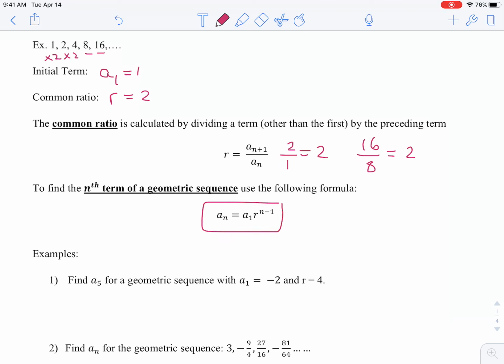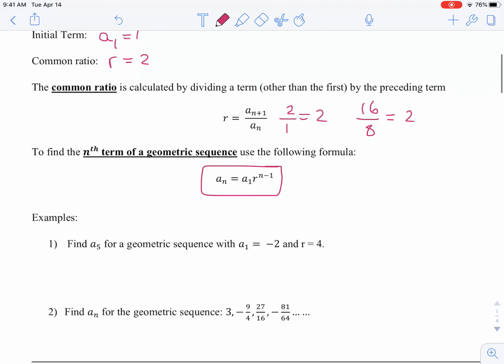Now, to find the nth term of a geometric sequence, we have a new formula here. We have a sub n is equal to the first term times r raised to the n minus 1. So basically, how many times do I need to multiply by that ratio to get to the term I want?